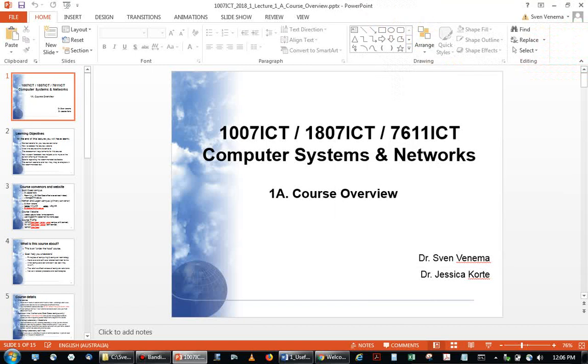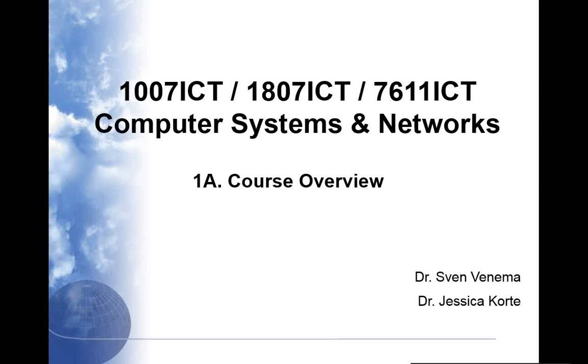So welcome to 1007 ICT, 1807 ICT, and 7611 ICT. You will belong to one of those course codes. There are 3 versions of this course running at the same time in the same course website. We will gate you to the appropriate thing depending on which course you're actually enrolled in, so you shouldn't see the information that's specific to other parts of the course. And you should see only really the stuff that's specific to you.